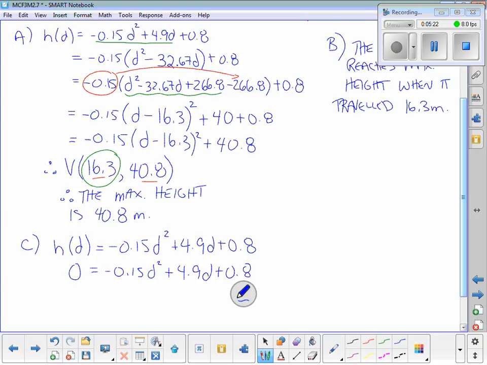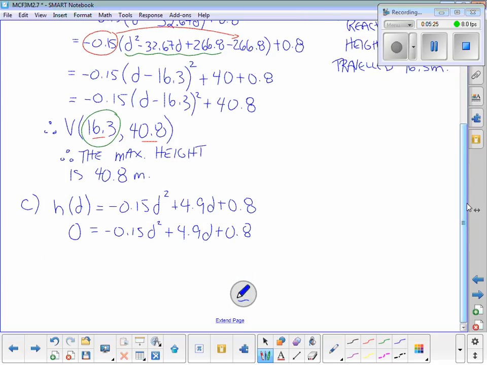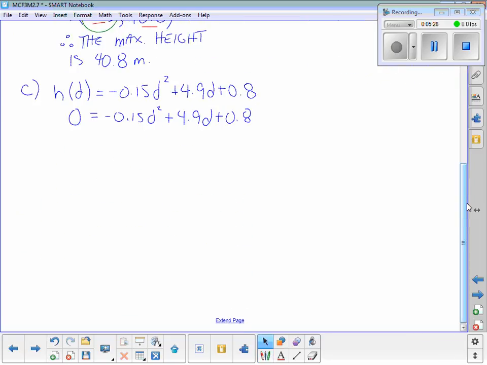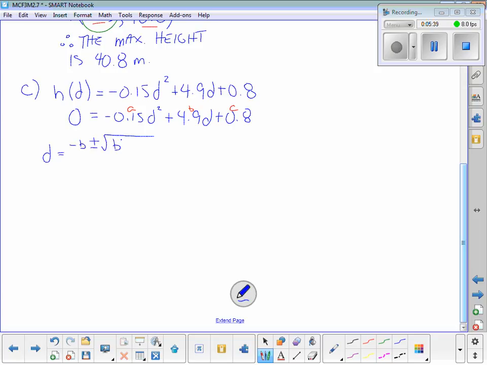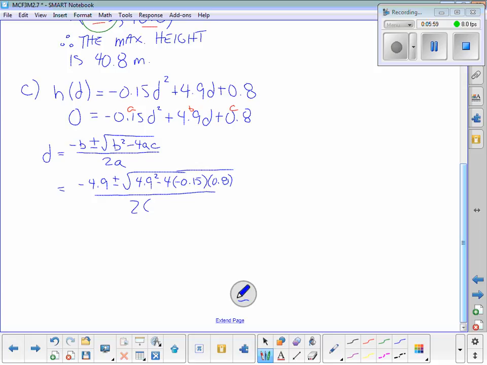Now, similar to the previous example, with all these decimals, I'm going to go straight to the quadratic formula. Again, right from Unit 1. It's already in the right form, A, B, and C. So we go ahead and plug it in. D equals negative B plus or minus the square root of B squared minus 4AC, over 2A. So negative 4.9 plus or minus the square root of 4.9 squared minus 4 times negative 0.15 times 0.8, all over 2 times negative 0.15. So we plug that into the calculator.